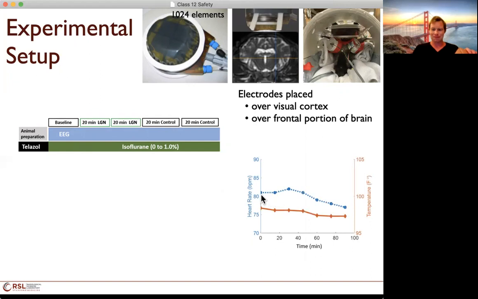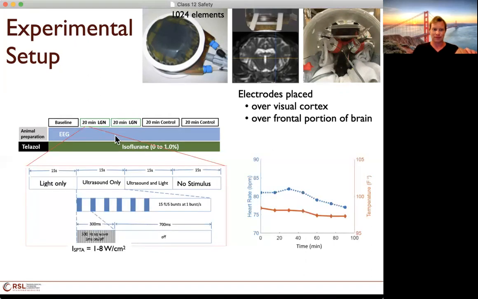From then on, we maintain the heart rate and the temperature to be about the same throughout the rest of the experiment. The anesthesia that we had, which was initially tilazol, was sort of wearing off. And so we maintained with isoflurane, usually at about 0.3%, although I was monitoring the end tidal percentage in order to maintain a constant percent. All right, so we had 20 minutes where we sonicated LGN, and then another 20 minutes, and then we had 2 to 3 20-minute periods where we were sonicating a control location. And then during all of that, we're collecting data.